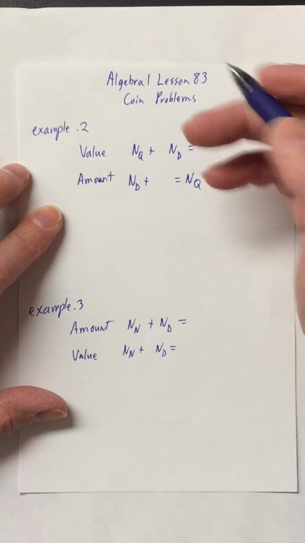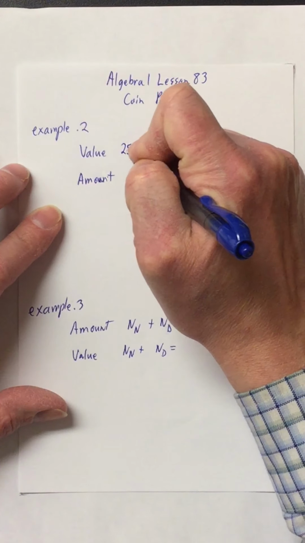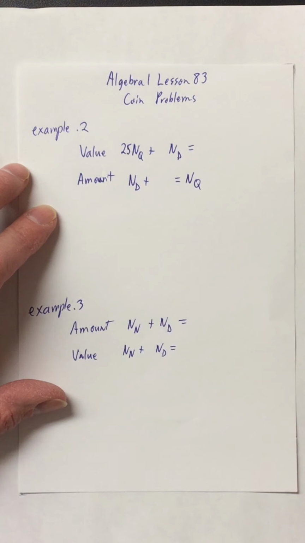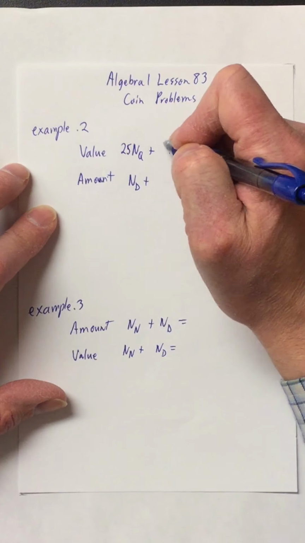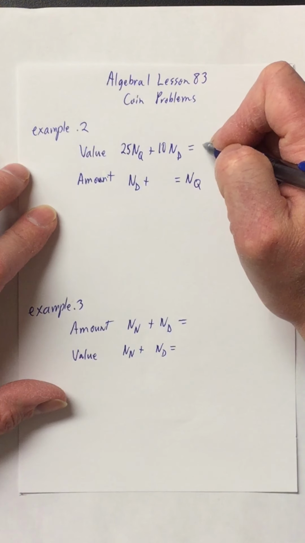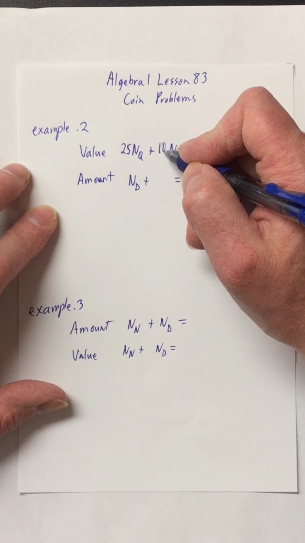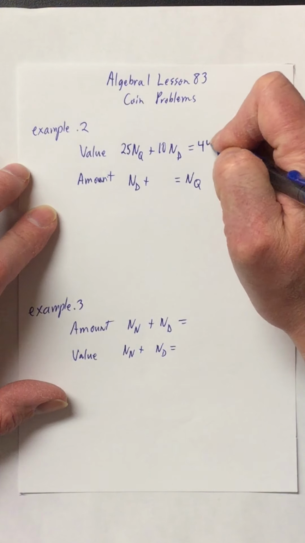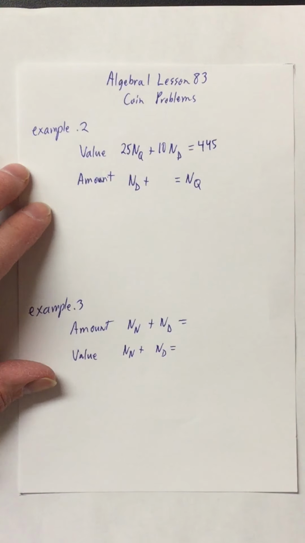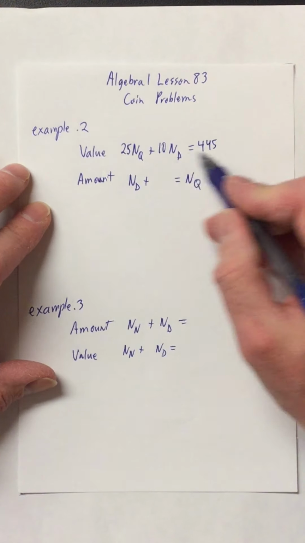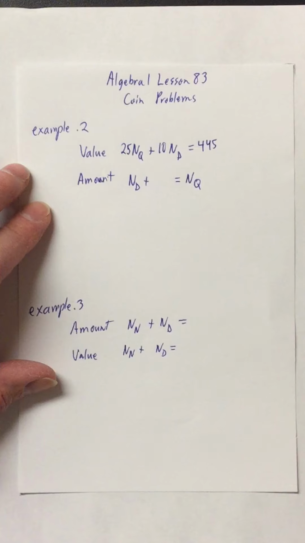So we have quarters, and I'm going to write 25 in front of this as number of quarters because they're worth 25 cents. And then the dimes, yep, you got it. We'll put a 10 there for 10 cents. And then instead of writing 4.45, these cents are in whole numbers. So we move the decimal place and put $4.45 into whole numbers as well, meaning 445 cents. And that's our value there. It's how much they're worth.